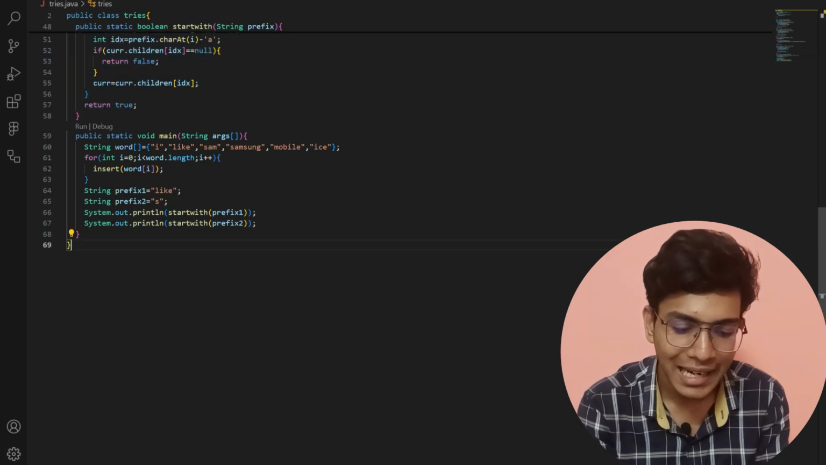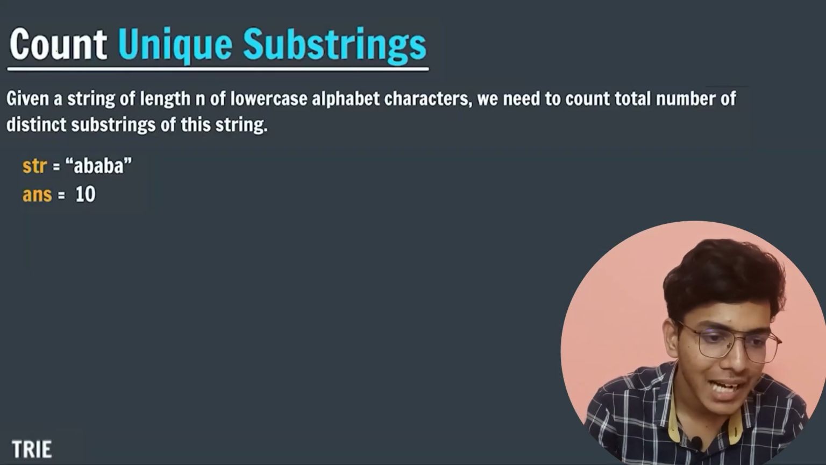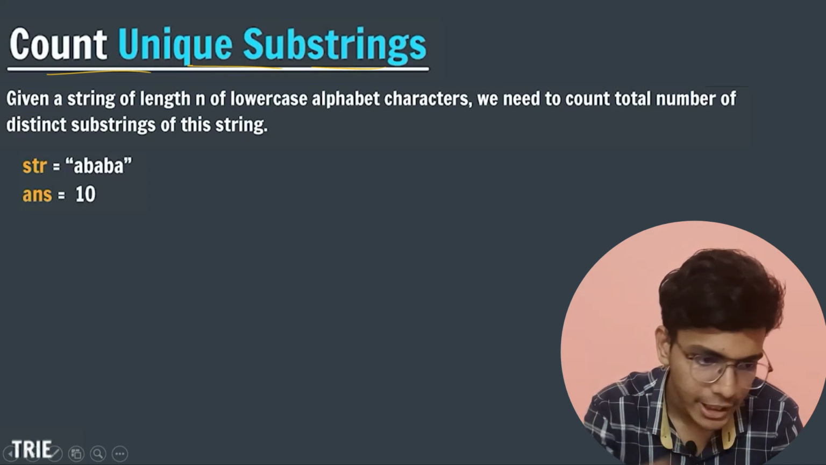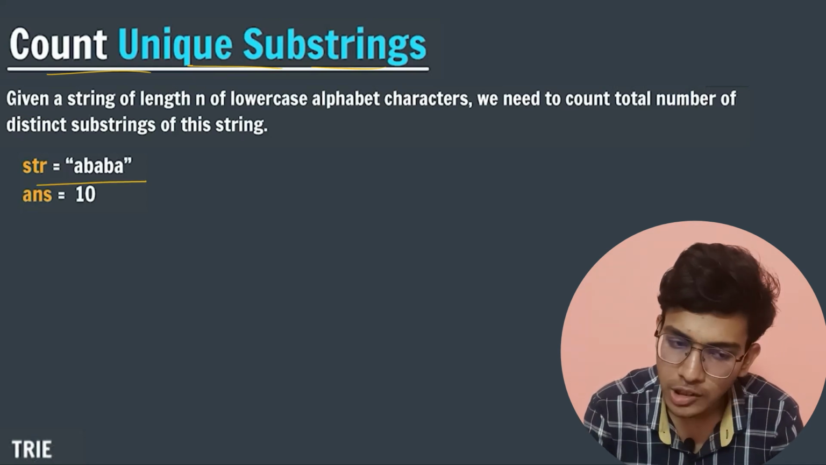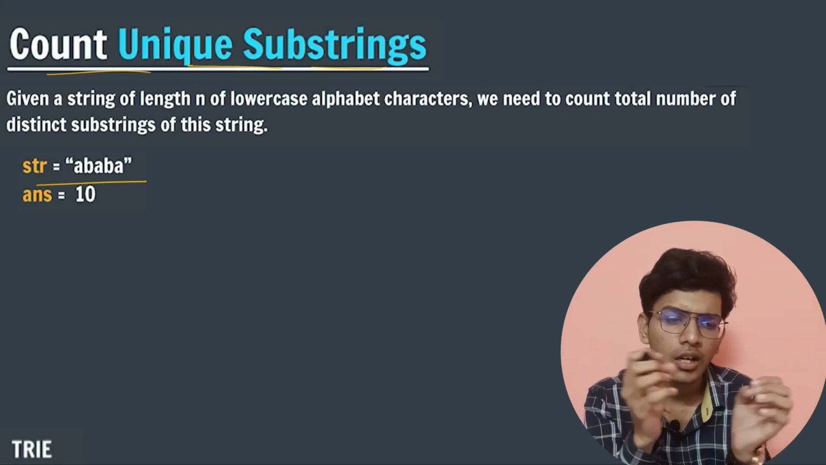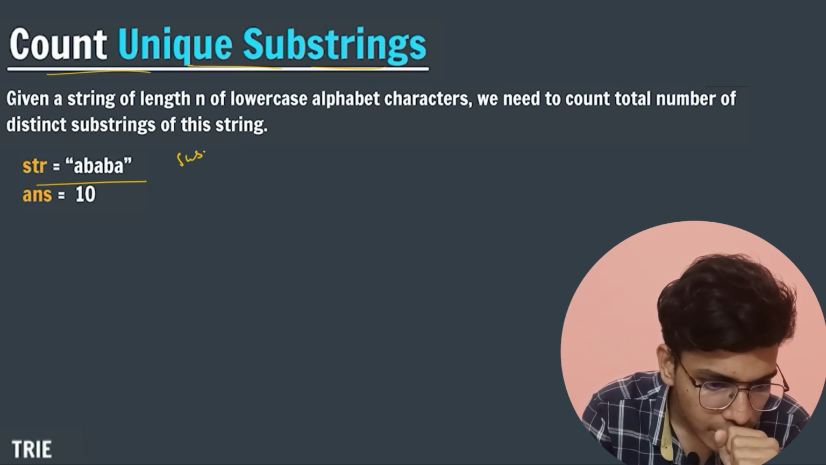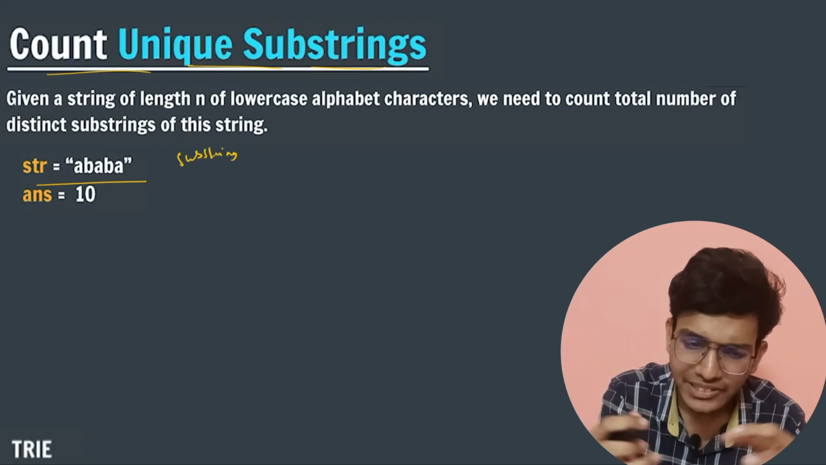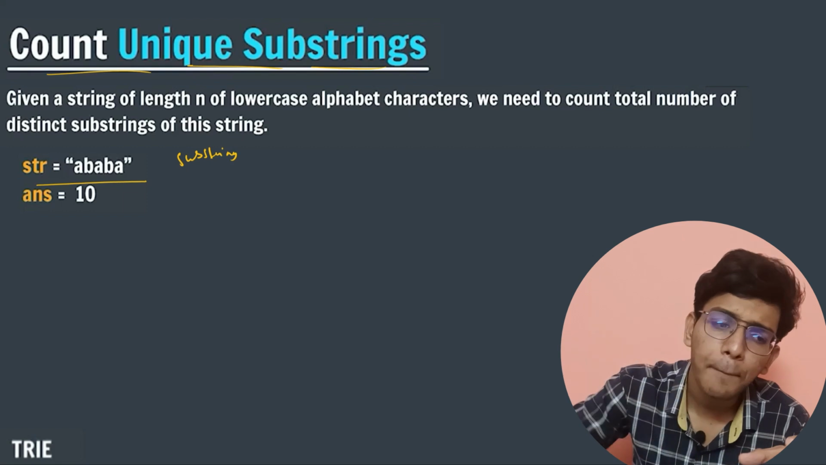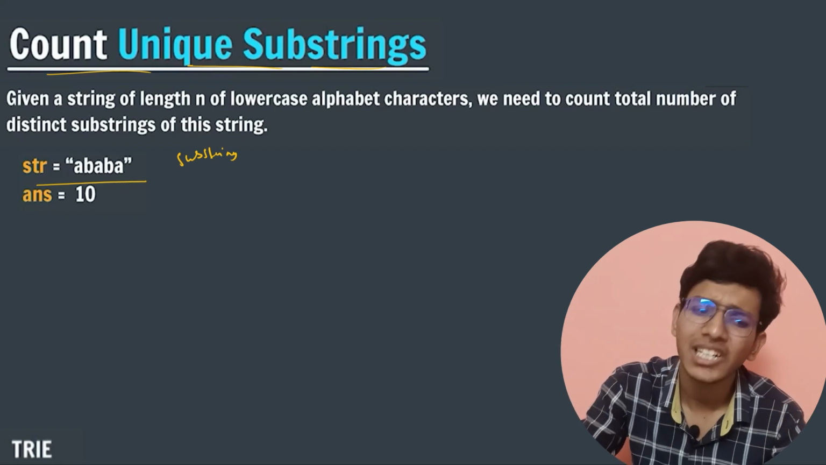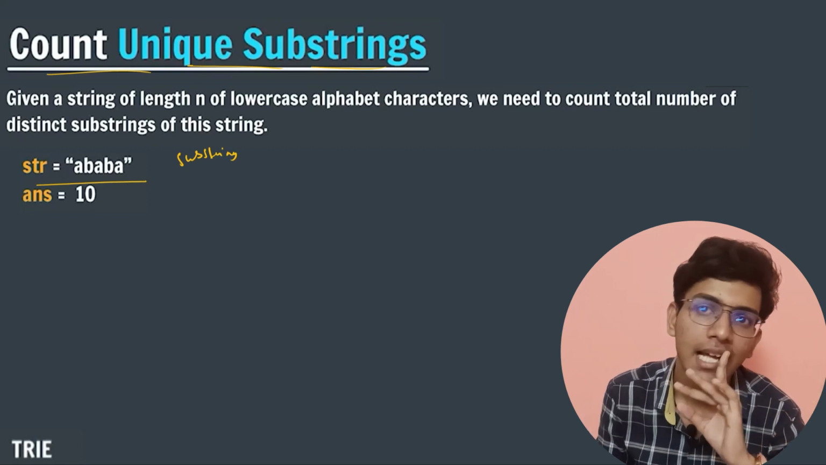Now let us talk about another interesting question. The name of the question is count unique substrings. So what is a substring? For example, let's say that this is the given string. Now if I extract the substrings manually, then the substrings for this particular string will be, a substring is nothing but a set of characters which is a subpart of the given string, that is known as a substring.